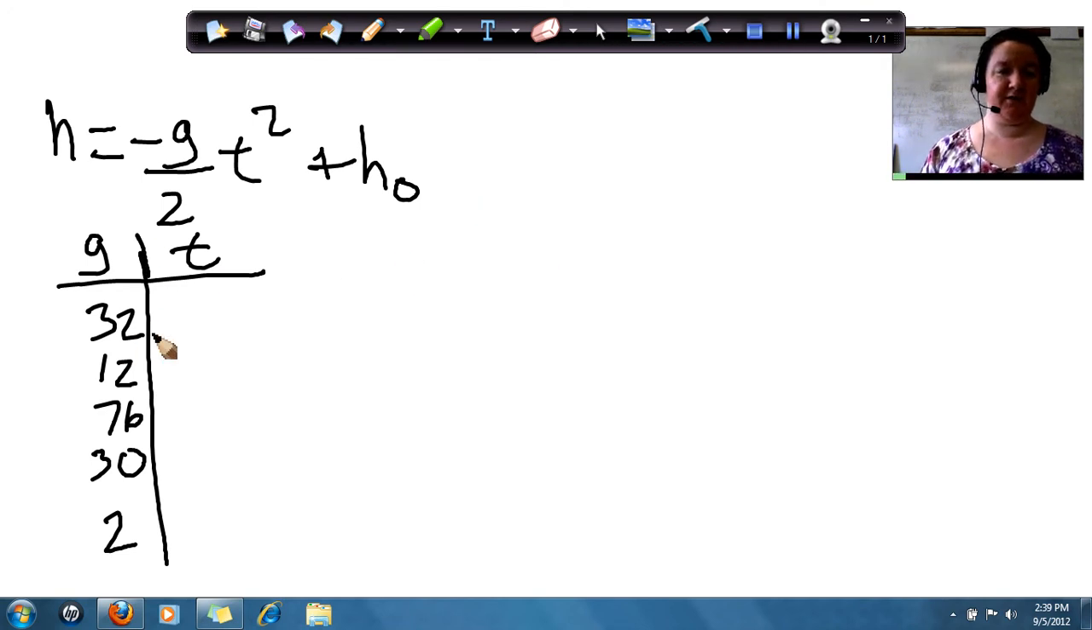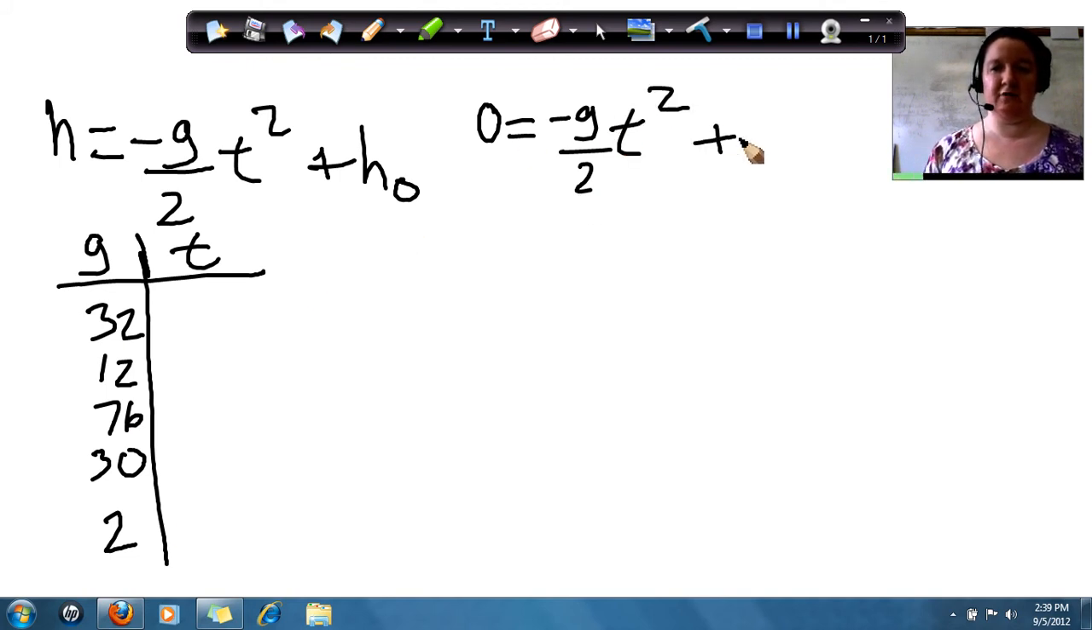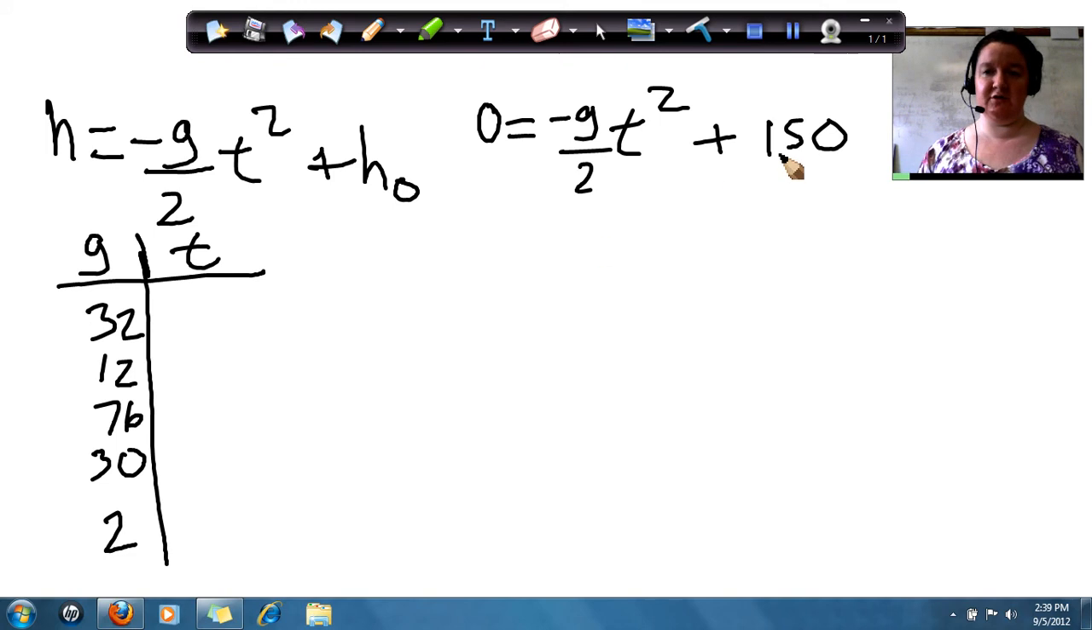So if our G is 32 the first time, the thing we need to recognize is that our height, when we get done, it's hitting the surface of the Earth, so our height is 0. We're going to use the value of G given from the table, and our height is always 150. So let's get this solved. We're solving for t every time, so all we have to do is plug in G into our equation.